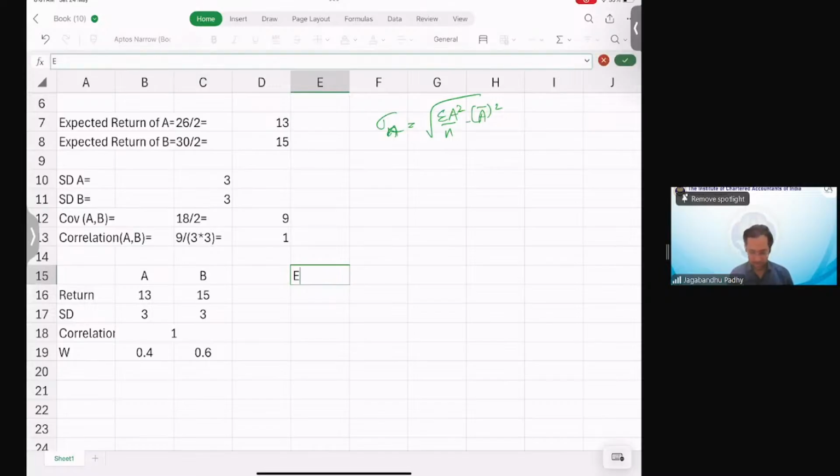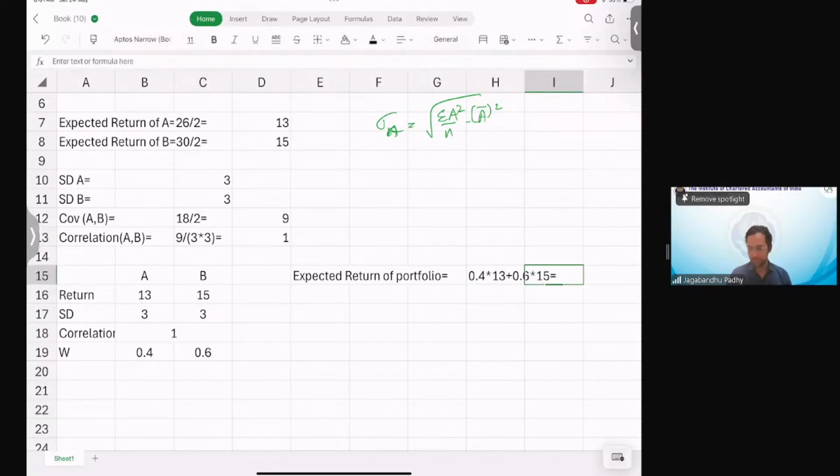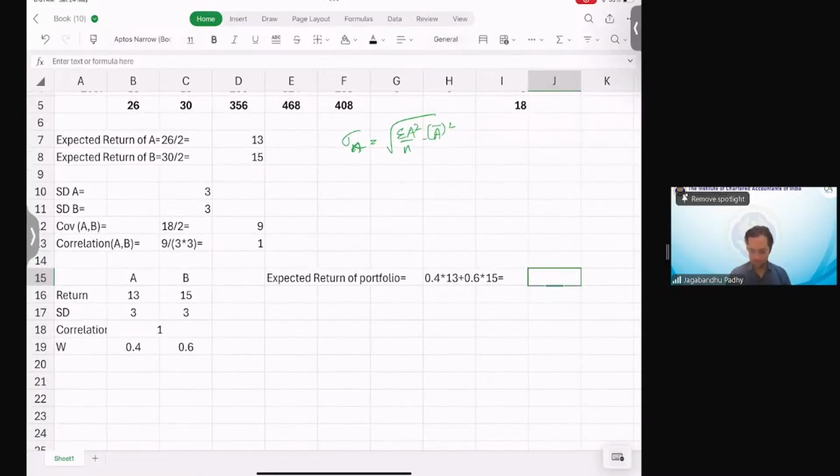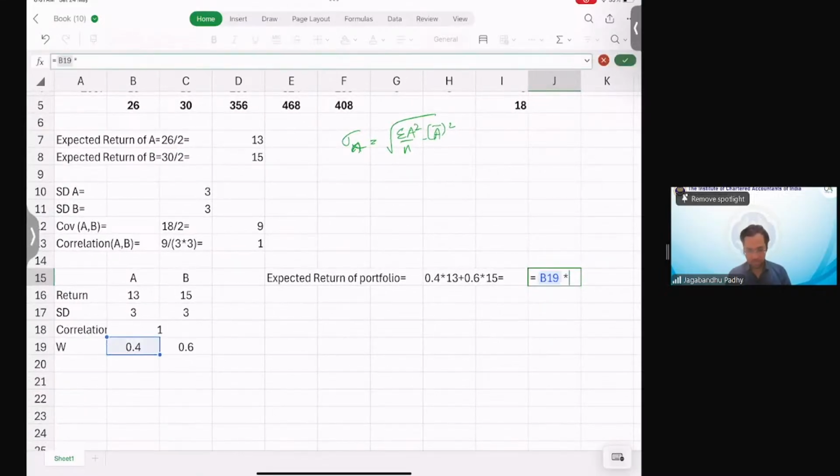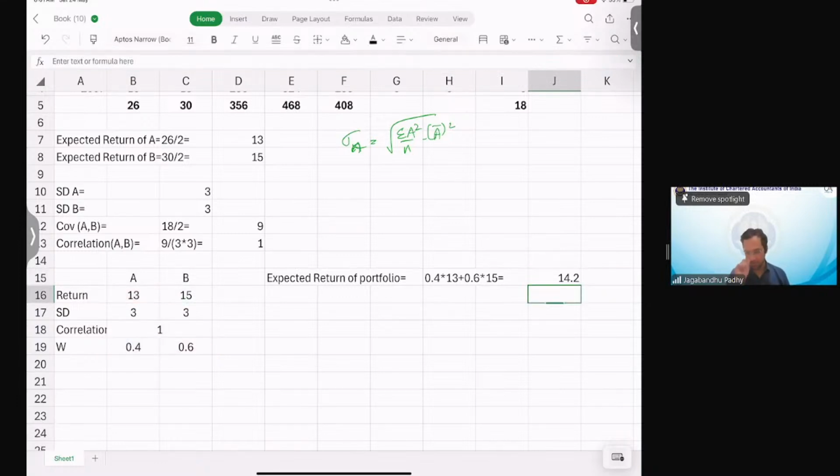Now we can definitely get the expected return of the portfolio, which will be 0.4 into 13 plus 0.6 into 15. That is 14.2. Expected return of the portfolio is 14.2.